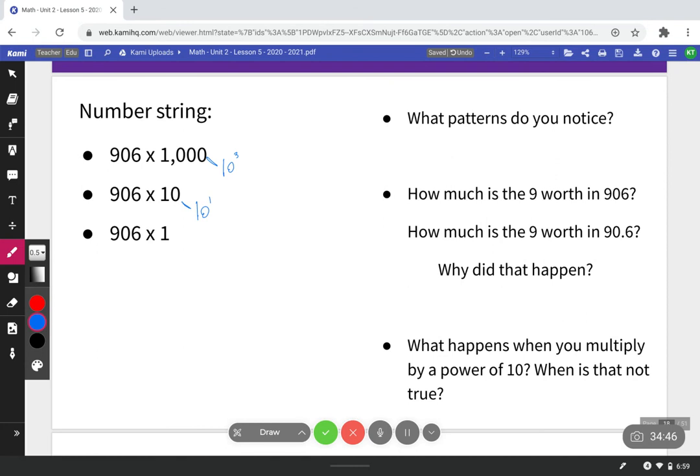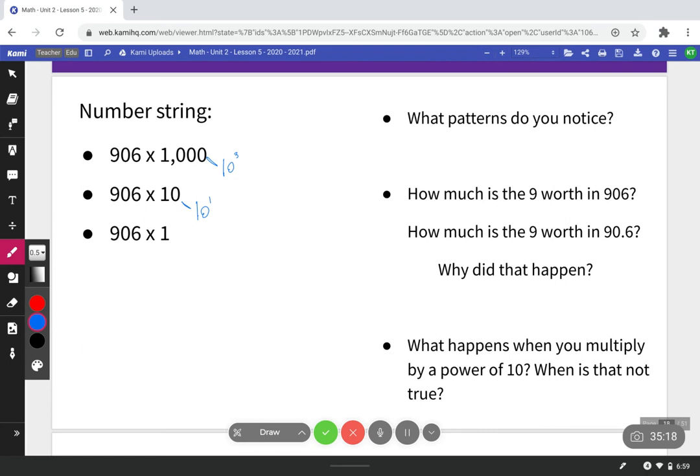How much is the 9 worth in 906? And how much is the 9 worth in 90 and 6/10? What happens when you multiply by the power of 10? When is that not true?